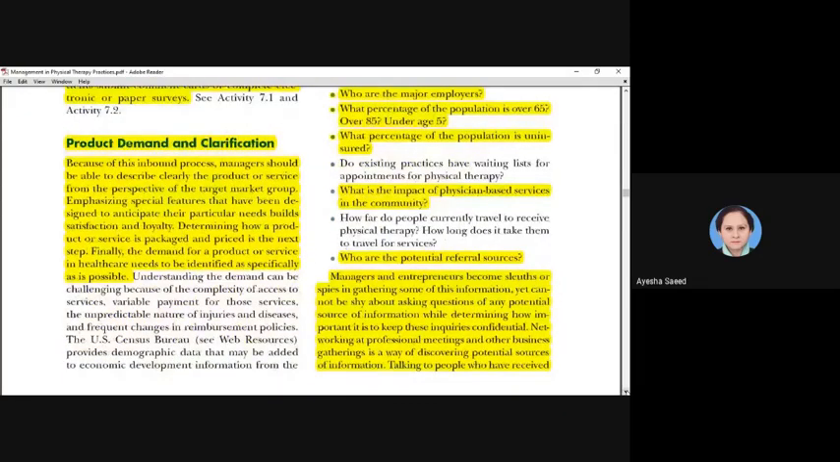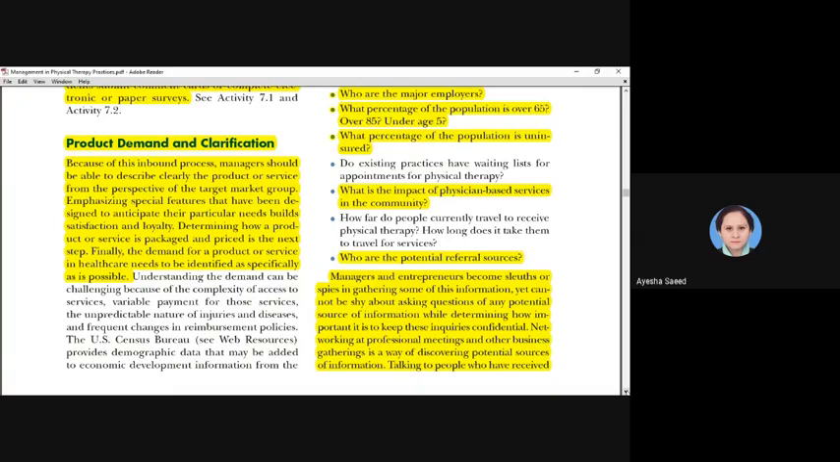After identifying the target markets and the target people, patients, product demand and clarification needs to be established. Do these customers want this, and how can you appeal to them? Because of this inbound process, managers should be able to describe clearly the product or service from the perspective of the target market group, emphasizing special features that have been designed to anticipate their particular needs, build satisfaction and loyalty.